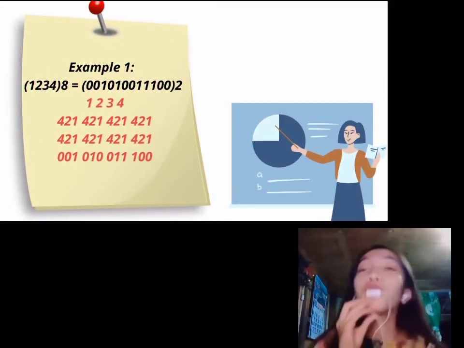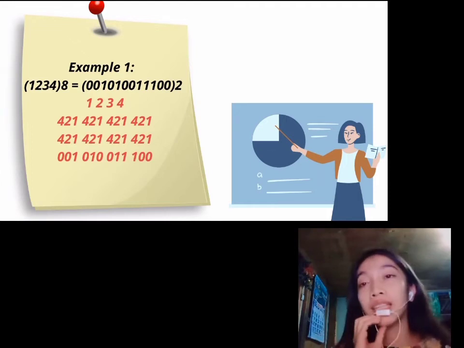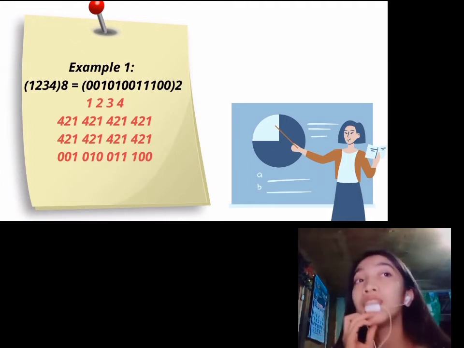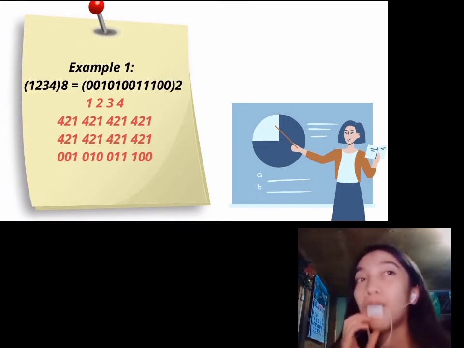So 456 base 8 is equal to 10100111100 base 2.